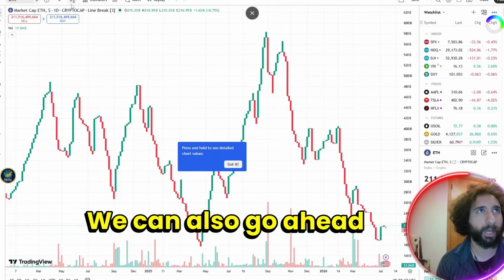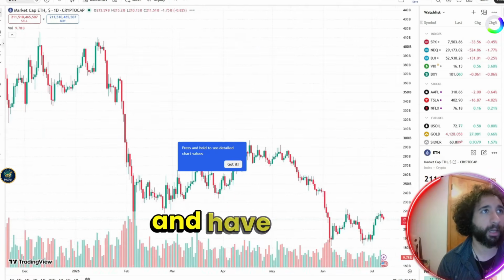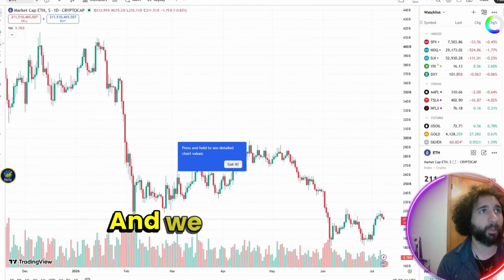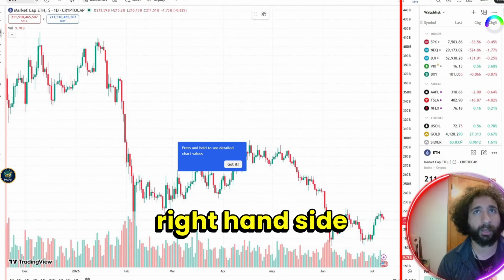We can also go ahead, just like I did before, and have a look at the candles and the bars. And we can adjust this on the left or right-hand side if we want to do that.